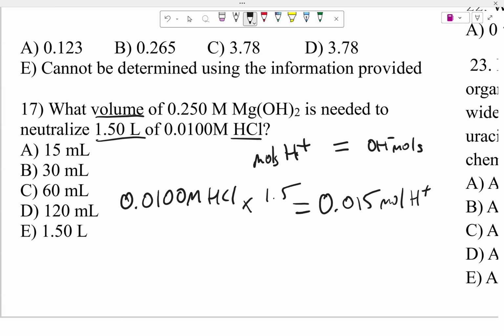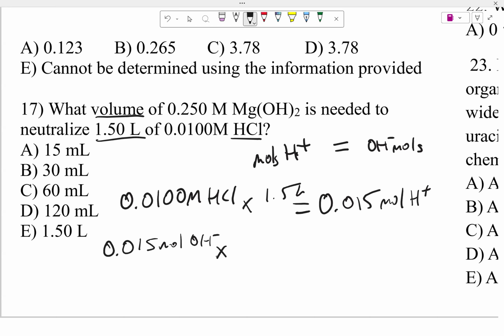The reason why I decided to choose HCl is because we have enough information to solve that. We have the volume, we have the molarity, and we have the formula for HCl, so we know that there's only one H plus. So this equals the moles of hydronium. What this also equals is the moles of hydroxide. So there's going to be 0.015 moles of OH minus, because that's how you neutralize it. You have to have equal amounts of hydronium and hydroxide. Everyone good with that?